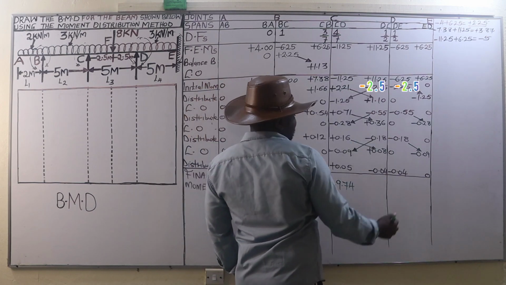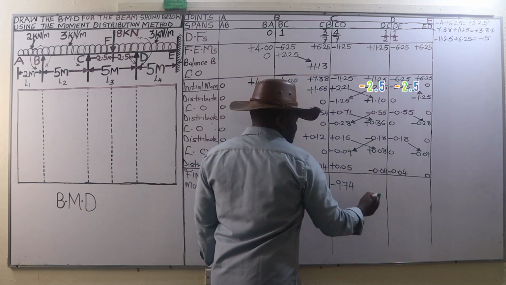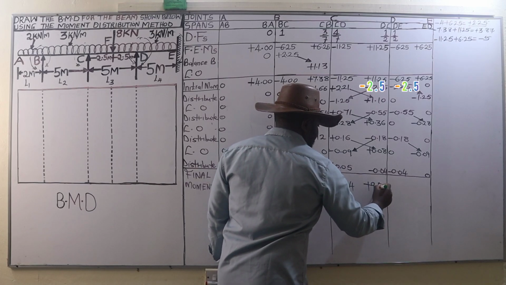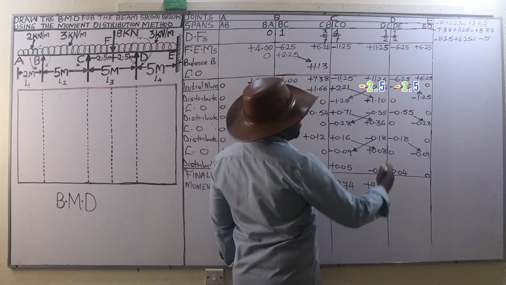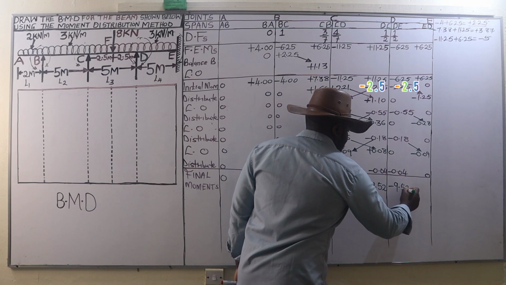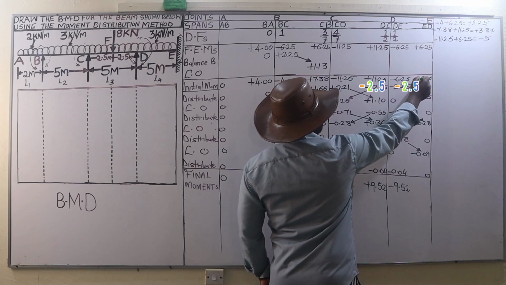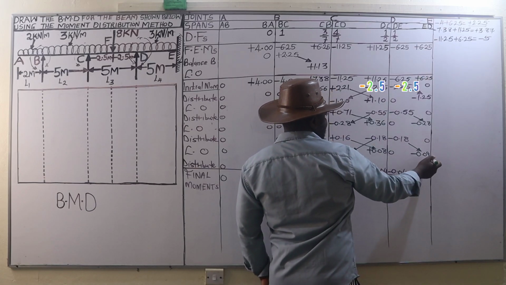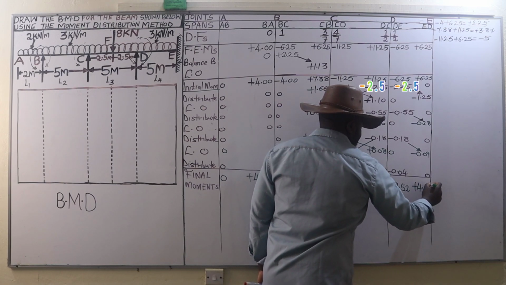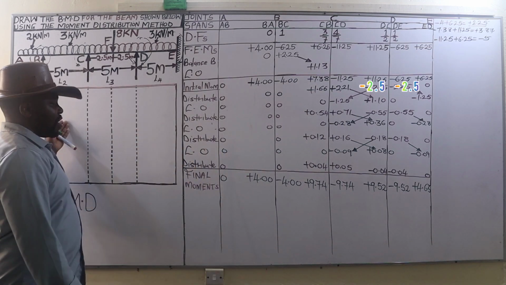On the joint D, for the member DC, from positive 11.25 to negative 0.04, that is going to be a positive 9.52. And on the member DE, that is going to be negative 9.52. Then finally, for the joint E, from positive 6.25 all the way to negative 0.09, that is going to be positive 4.63. So those are now our final moments which we are going to use to plot the BMD.